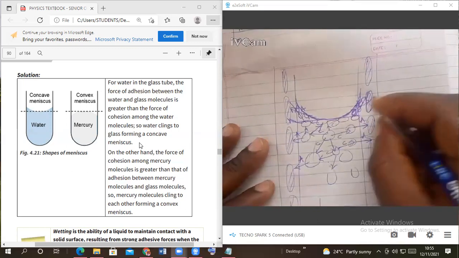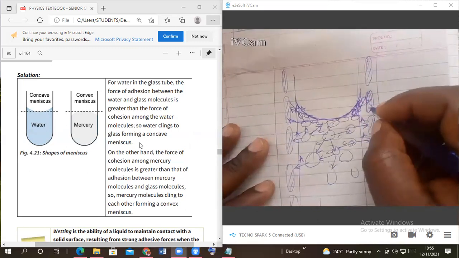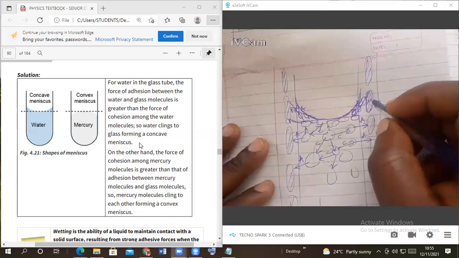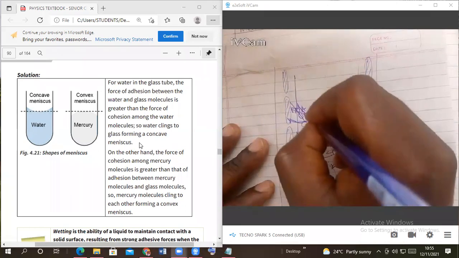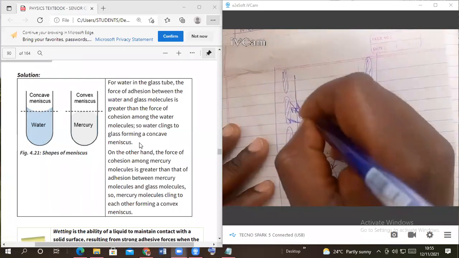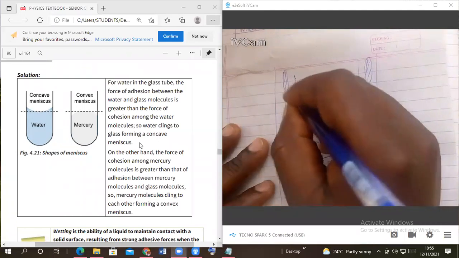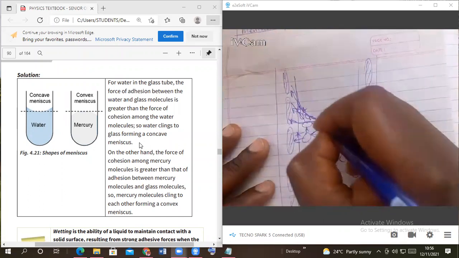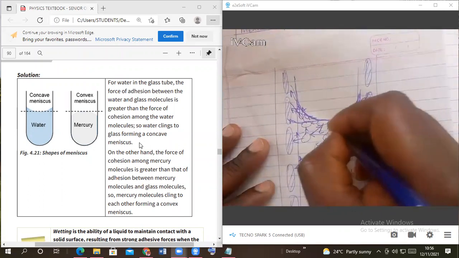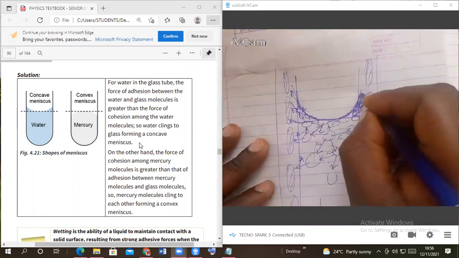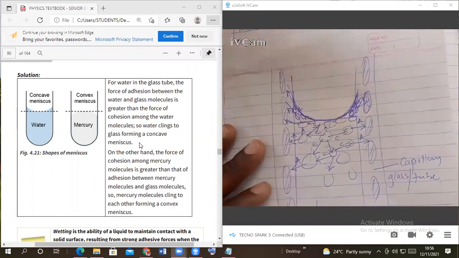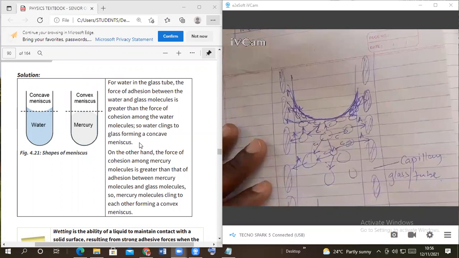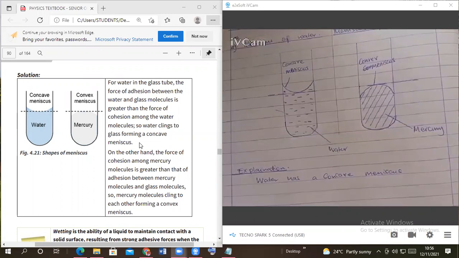They are being attracted by the molecules of glass, and the force of attraction between them is what we call the adhesion force. So in the process, the molecules which are on the surface are attracted by the molecules of the glass by the adhesion force. So you have the meniscus curving upwards, or the meniscus having a concave shape like that. So that's the reason there.